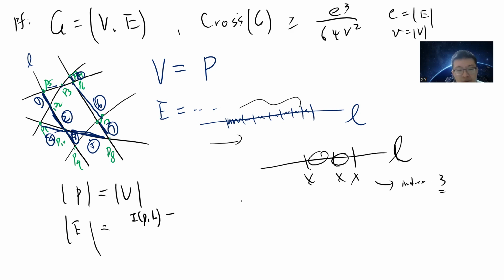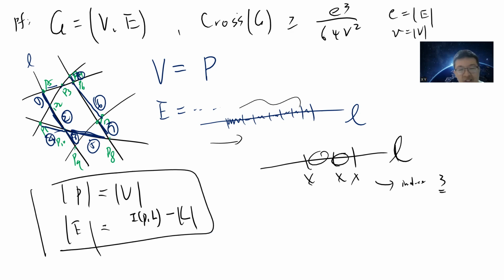So you should minus 1, okay? And then you total have number of L lines, right? So your total edges will be I minus L, okay? Right, because you have 3 points but 2 edges, right? So for each line you need to minus 1, and then you have L lines, right? So your total will be IPL minus L, okay?